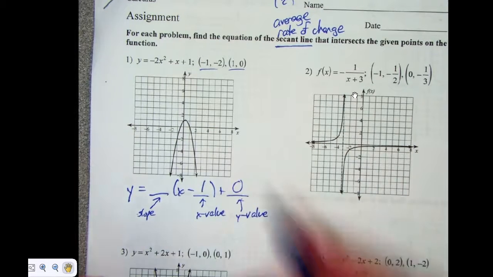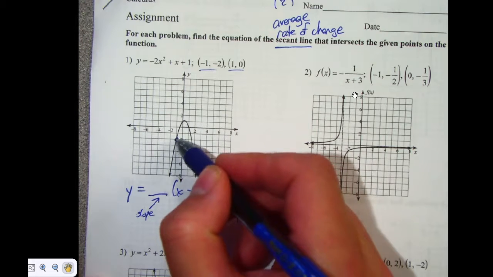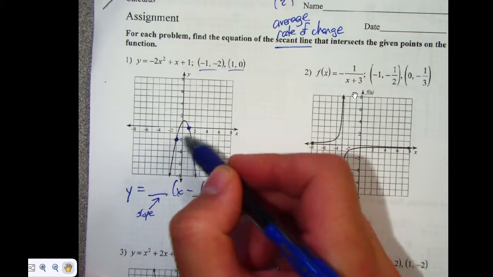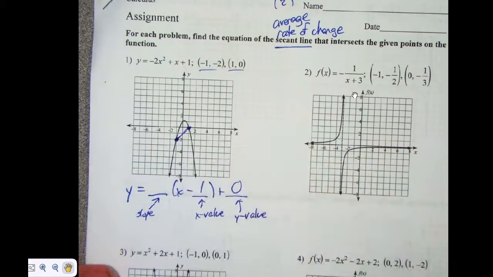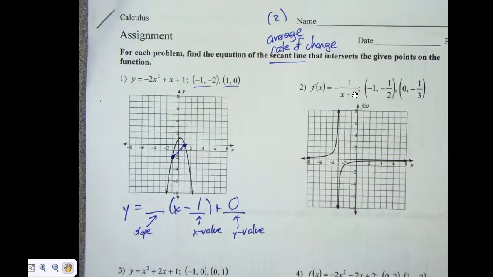So I've got to find it. I'm going to label these also. So -1, -2 is here. 1, 0 is here. So that's 2 points. If I connect them, it makes a secant line or an average rate of change. I need 2 points for that. For instantaneous or for tangent, I just need 1. So should my slope be positive or negative? It should be positive because that's sloping up.